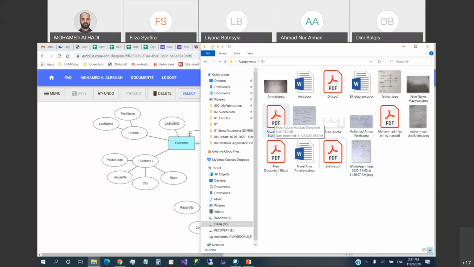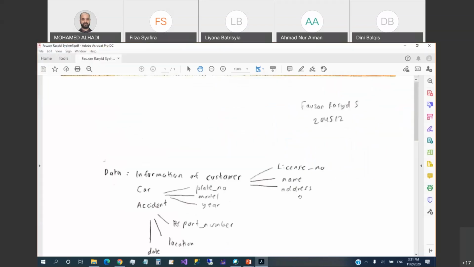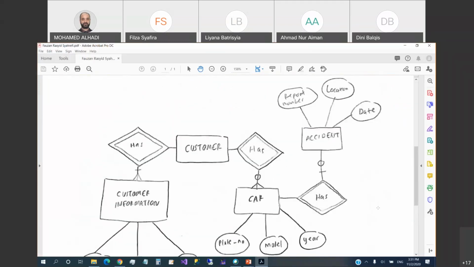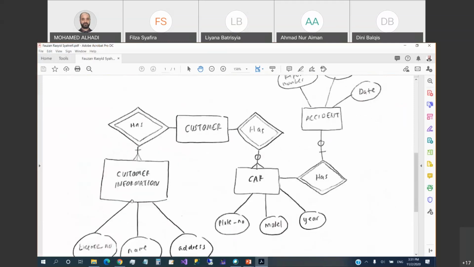Then we have Fawzan Rashid. Fawzan Rashid has drawn this thing differently. Customer information and customer. No, cannot be like that. This is totally wrong. If you make it like that, that means we have a table for the customer and also another table for the customer information, which is totally wrong. The customer information will be saved inside the customer table, as we have here as a license number, a name, address, and so on. So this part is totally wrong.